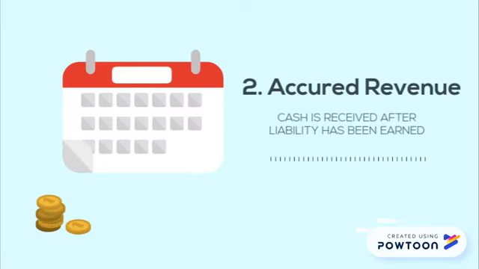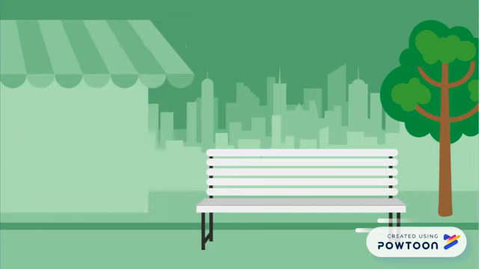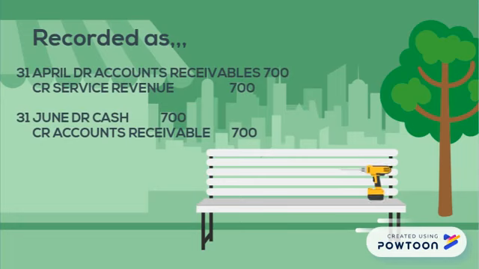The next scenario illustrating adjusting entries is accrued revenue, which is when cash is received by the entity after the revenue has been earned. Suppose that a business builds a bench on the 20th of April and there is a $700 fee. The business bills its customer on the 25th of the month and receives a payment on the 5th of May. Thus, the firm will record its $700 revenue at the end of the month, debiting accounts receivable and crediting service revenue. The firm will adjust this entry at the end of the next period after the payment has been received, by debiting cash and crediting accounts receivable.